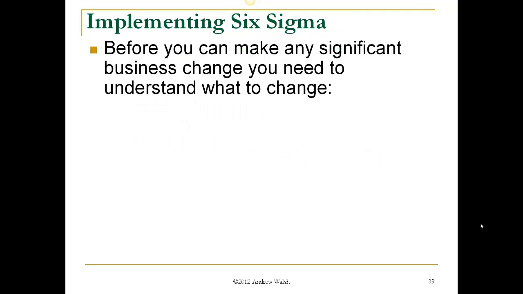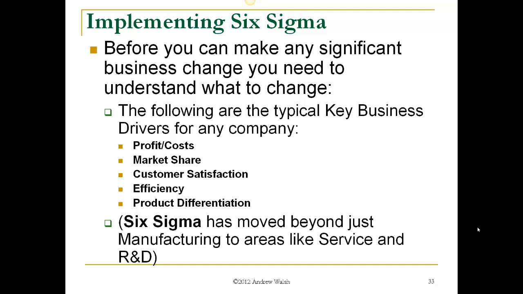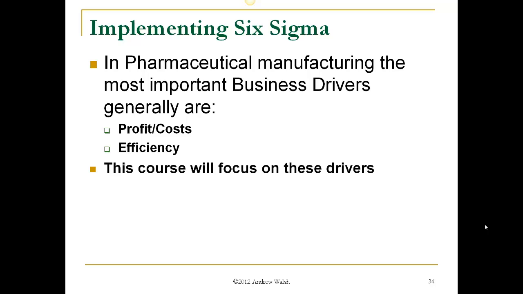Before you can make any significant business change, though, you need to understand what to change. The following are the typical key business drivers for any company: profit and costs, market share, customer satisfaction, efficiency of the operation, product differentiation. Six Sigma has moved beyond just manufacturing to areas like service and even into R&D. Just about anywhere in the organization, parts of it can be employed. In pharmaceutical manufacturing, the most important business drivers generally are profits and costs and efficiencies. So this course will focus on these drivers.